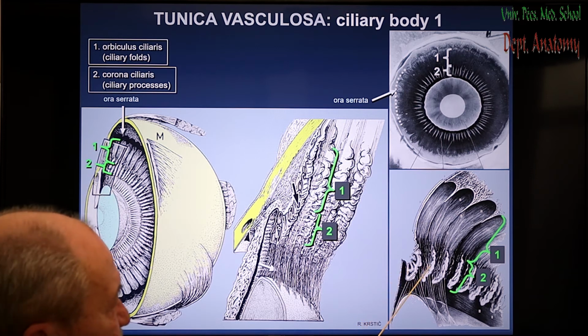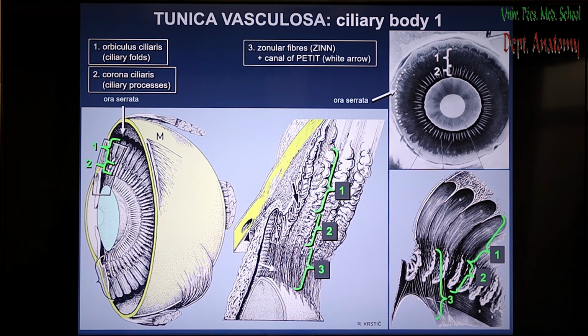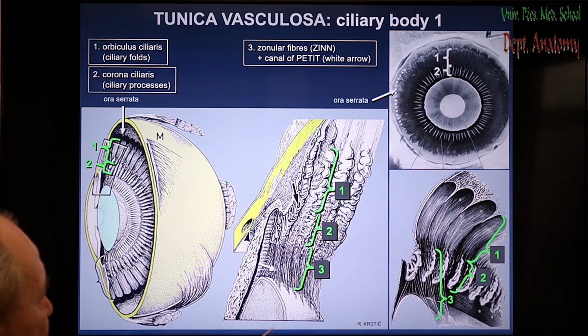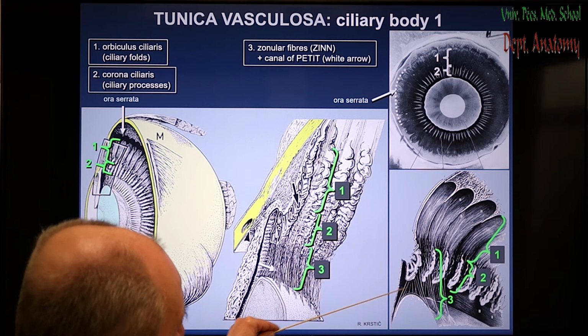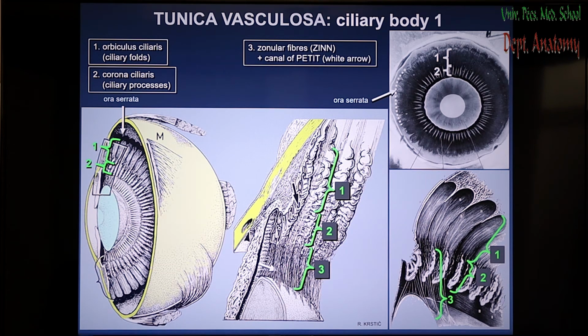Here you can nicely see these processes in the posterior, and also here you can recognize the delicate processes. The next component: in between these ciliary processes, delicate collagen fibrils are anchored, and these are the fibrils which keep the lens in position. On the other side, the fibril is anchored in the capsule of the lens. So these are the things keeping the lens, and these are the zonular fibers of Zinn. Zinn was naming them.